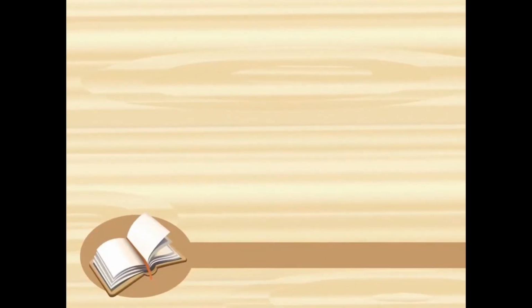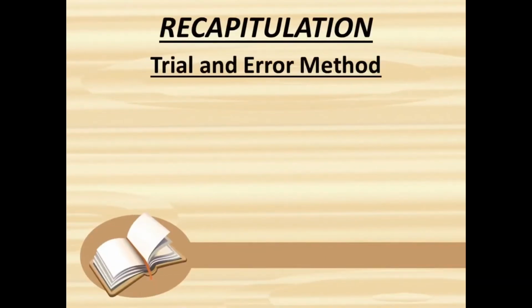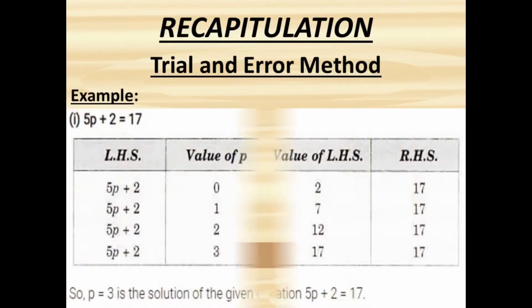Next topic is solving the equation using the trial and error method. Students, here I have taken one example: 5p plus 2 equals 17. Now we will make one table, and in the table we will write the LHS, value of p, value of LHS and RHS. In this 5p plus 2, first of all we put 0, and on putting 0 the value of LHS becomes 2 and RHS remains as it is, that is 17.